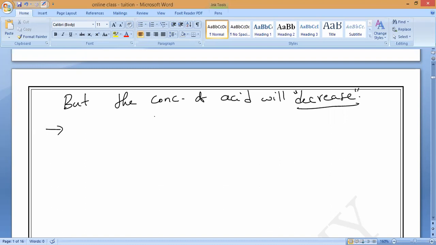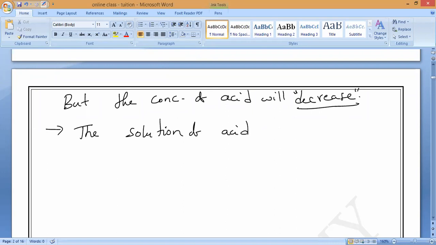The solution of acid forms more hydrogen ions and fewer hydroxide ions. That is what you have to remember. Please all of you write it. The solution of acid.